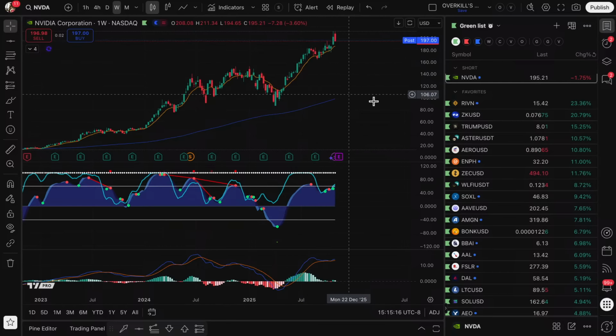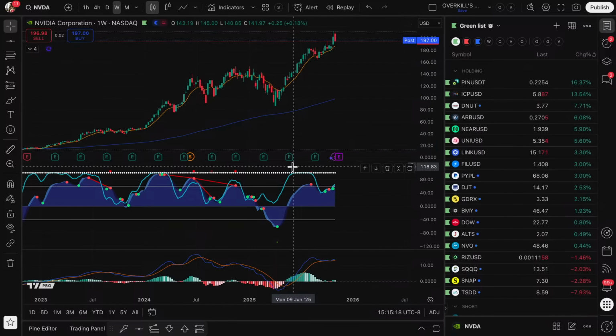I know it's the greatest company in the world, but we want to buy the greatest companies in the world at a discounted price, right? This was where you should have bought NVIDIA right here in April, okay, at $100. I don't know why anyone's buying it up here. Why would you buy it up here?